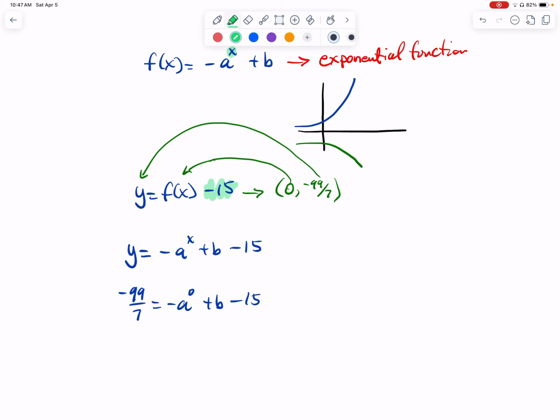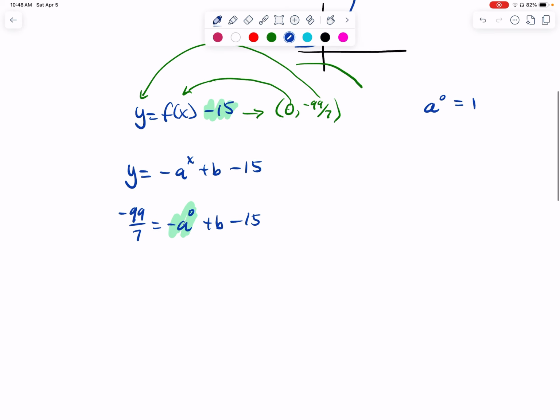This is really convenient, because anything raised to the 0 power except 0 is equal to 1. So a to the 0 equals 1. But I do have a negative sign out front of it, which is going to make that negative 1, of course. So simplifying here, I get negative 99 over 7 is equal to negative 1 plus b. Combine our like terms here. Whoops, don't forget negative 15. Okay, so combining our like terms right there, that'll make a negative 16.